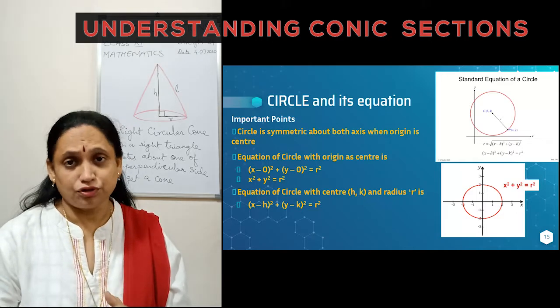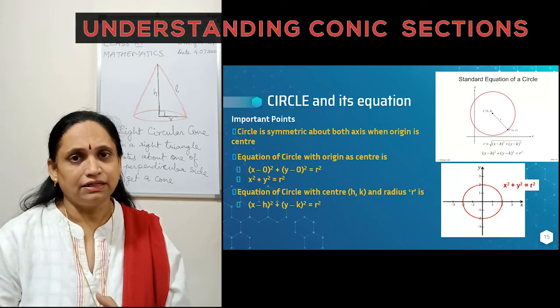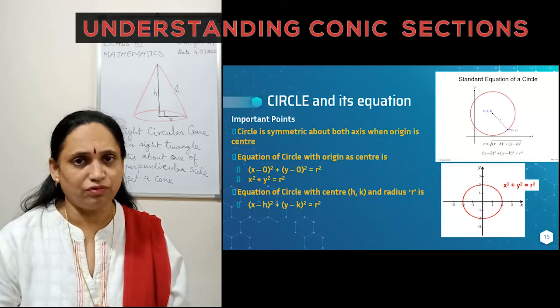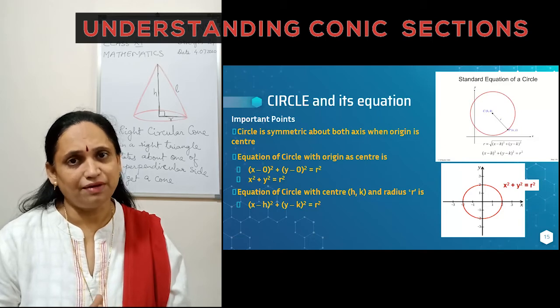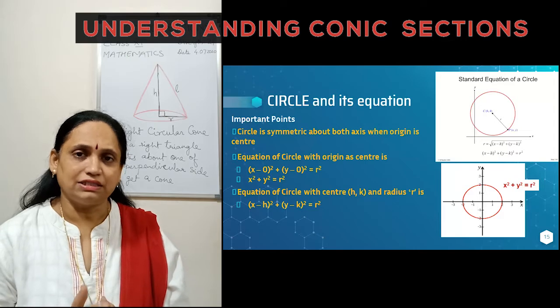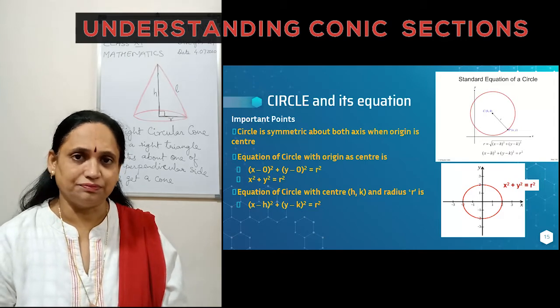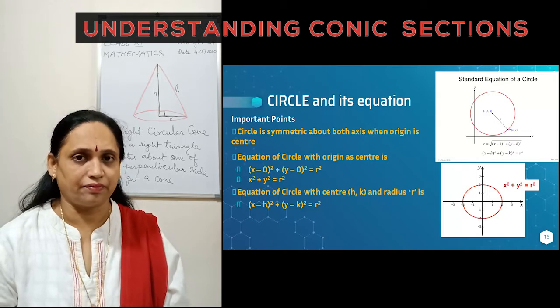Suppose the center is not the origin, it is (h, k) and the radius is r. Then the equation of the circle follows the same rule, we apply the distance formula, and we get (x - h)^2 + (y - k)^2 = r^2. That's how we get the equation of the circle with center (h, k) and radius r.